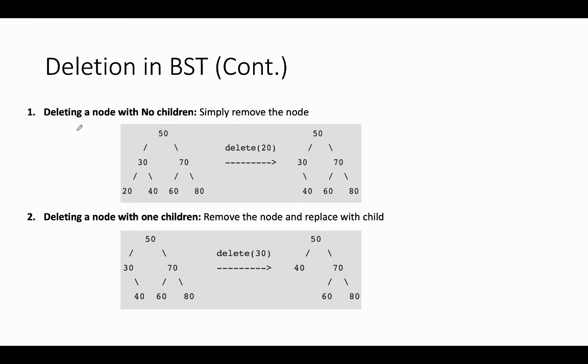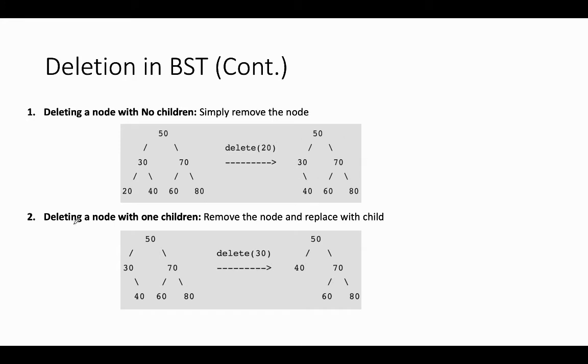So, okay, first case is deleting a node with no children. This is pretty simple and fairly straightforward. This is the tree, and you want to delete the key 20. So now if the key you want to delete is at the leaf stage, then you can simply delete it, and it will not affect the remaining tree.